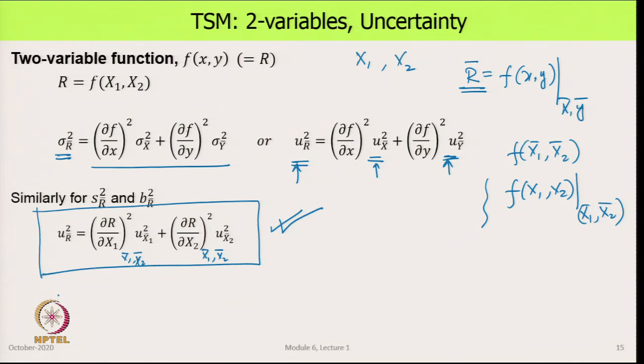Instead of u, we could even write this as s bar square, in which case this will be a function of s x 1 bar square plus s x 2 bar square. That will give us the random standard uncertainty of the result, and we can also say b r bar square, the systematic standard uncertainty in the result. This would be b x 1 bar square plus something something b x 2 bar square.